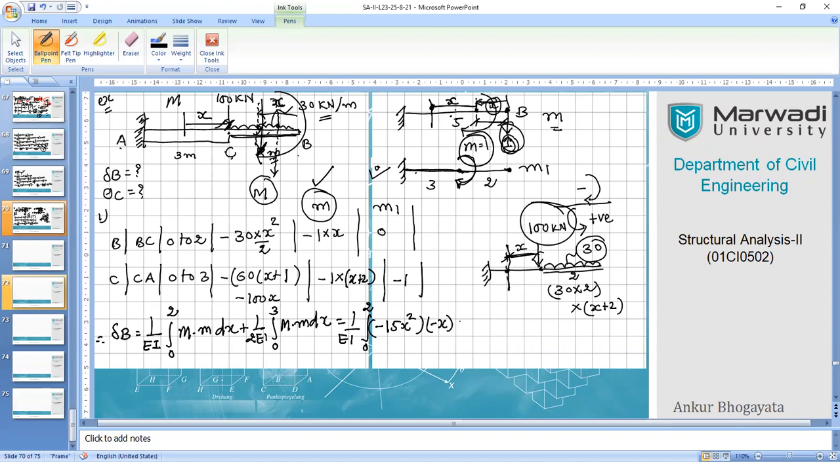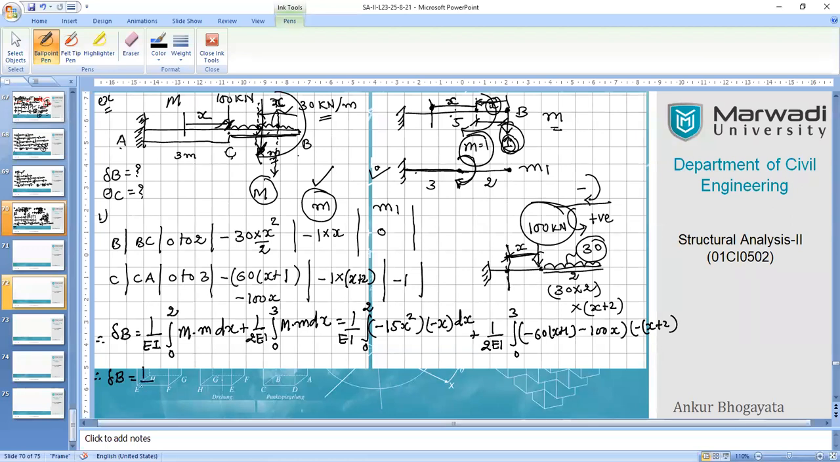Negative x dx. Right? And plus 1 upon 2EI for the second segment, 0 to 3 meters is the length. Now here it will be a little long equation: x plus 1, minus 100x, into minus x plus 2. Oh my God, we are going out of the boundary. Okay, let's come back here. This is delta B. Please don't mind, I'm writing here.